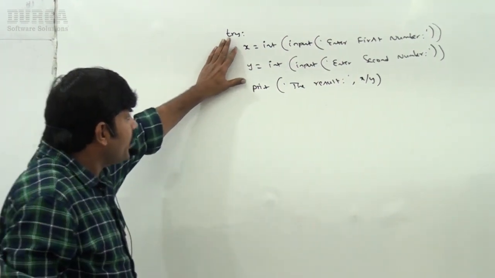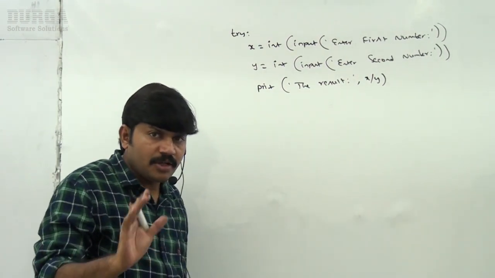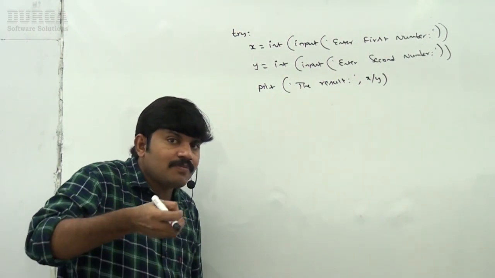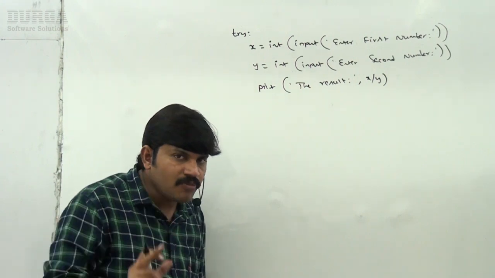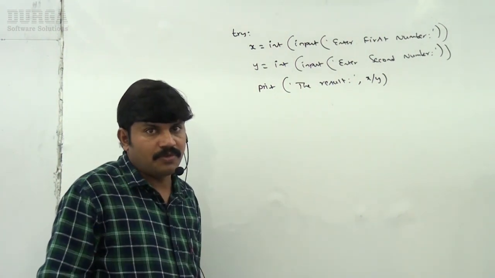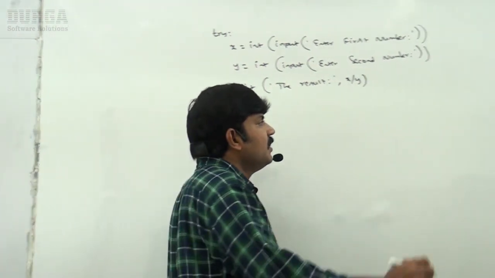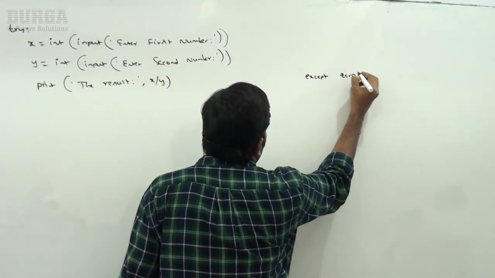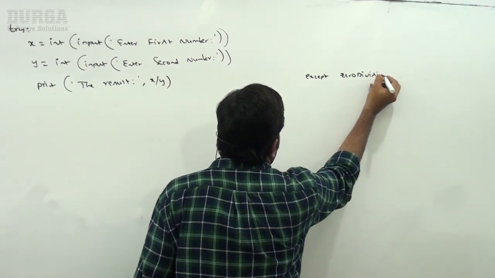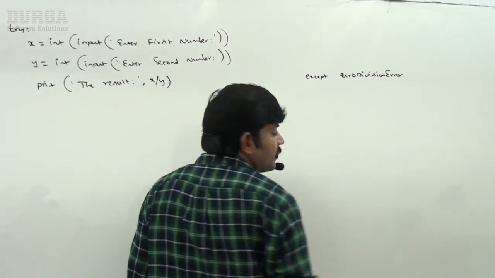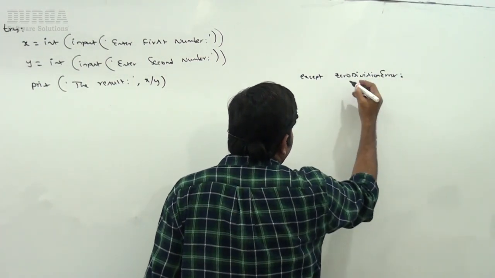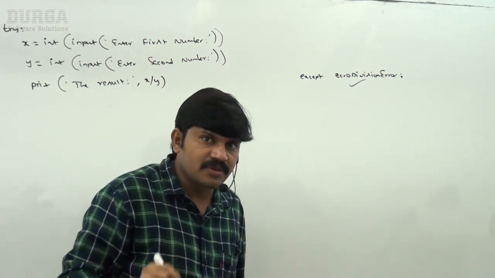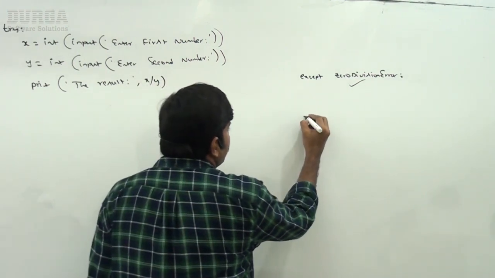How many possible errors are there? ZeroDivisionError, and after that ValueError. For both errors, I want to take a single except block. What is the syntax? If I take except ZeroDivisionError, this except block can handle only ZeroDivisionError. But I want ZeroDivisionError and ValueError. What is the way?